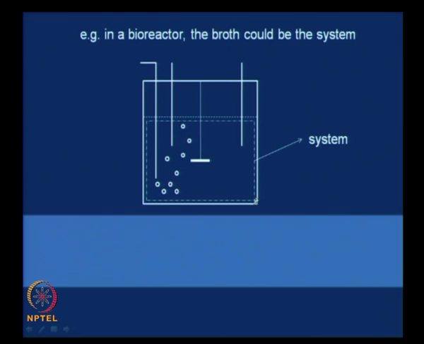While analyzing the bioreactor, let me tell you a little further about it. This is the input of air into the system. We know that aerobic organisms require oxygen. The source of oxygen is air, typically provided by bubbling sterile air into the bioreactor. This is a temperature measurement, maybe this is a pH measurement, for appropriate controls. This is a stirrer which keeps the cells in suspension, rotating at a particular controlled RPM. When we analyze this bioreactor, for certain situations the system could be the bioreactor broth.